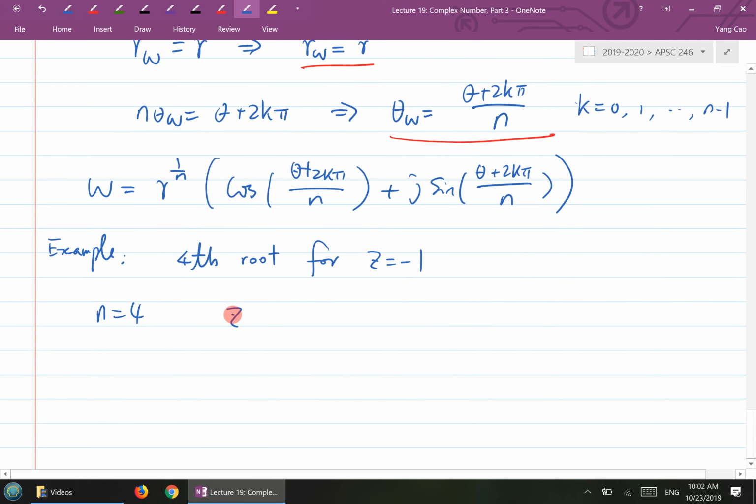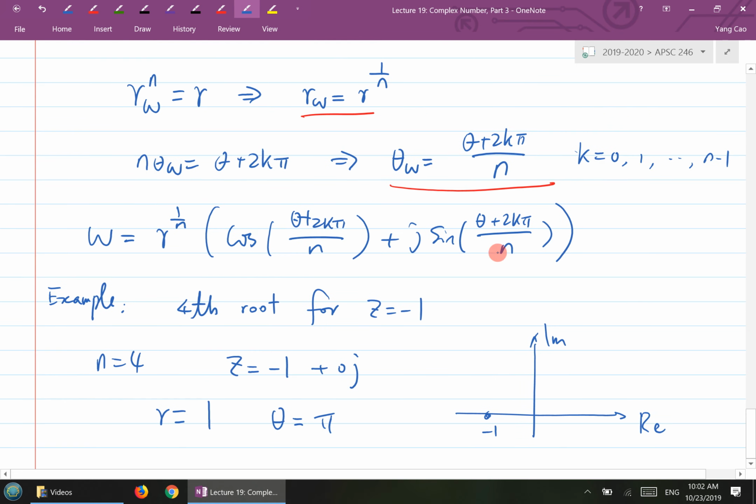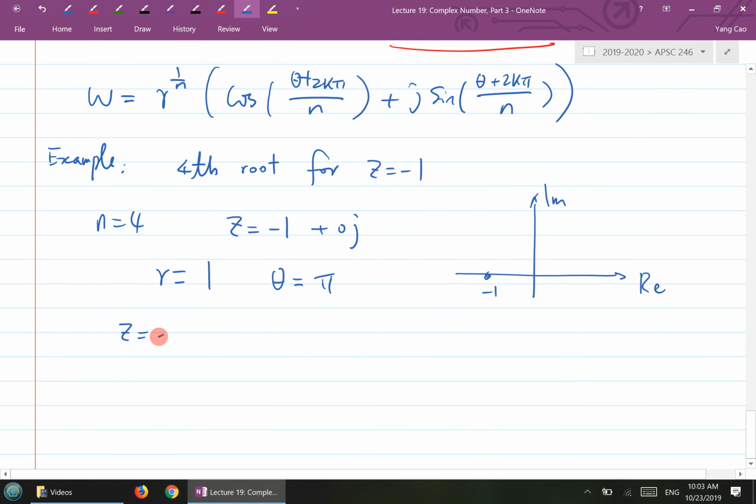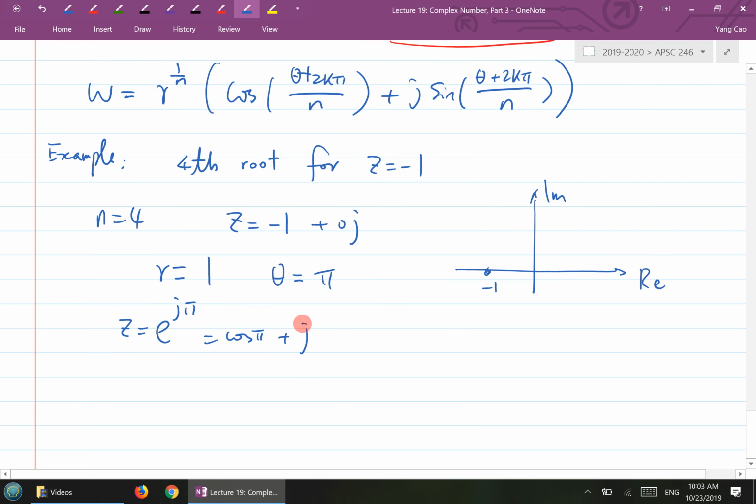First step, z equals -1, but don't be surprised, that is a complex number, right? And this complex number, where is it? It's over here. For this complex number, what's the r value? 1. What's the theta value? Pi. Very good. You're making use of the formula. Then your z equals cosine pi plus j sine pi.